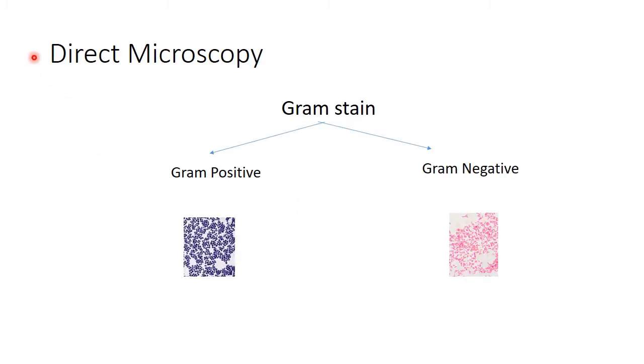Now, after the sample collection, what we do is the direct microscopy of the sample. Now remember, this microscopy is directly from the sample and not from the organism. And we do the gram stain of that particular sample. In gram stain, as we all know, we can see structures that are gram positive, that is purple, and gram negative, that is pink. Now these structures could be organisms like gram negative bacilli, gram positive cocci. Also there could be cells like epithelial cells, pus cells, etc.